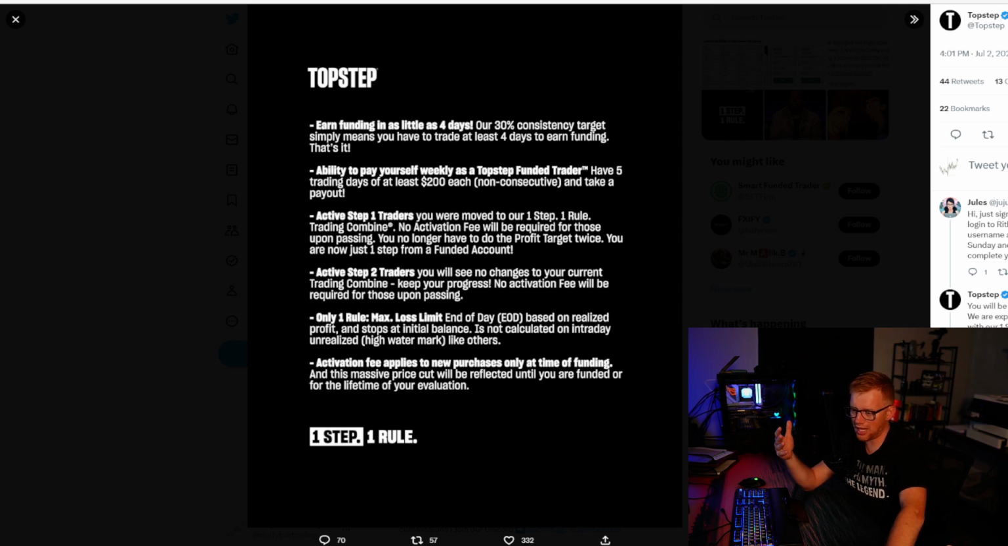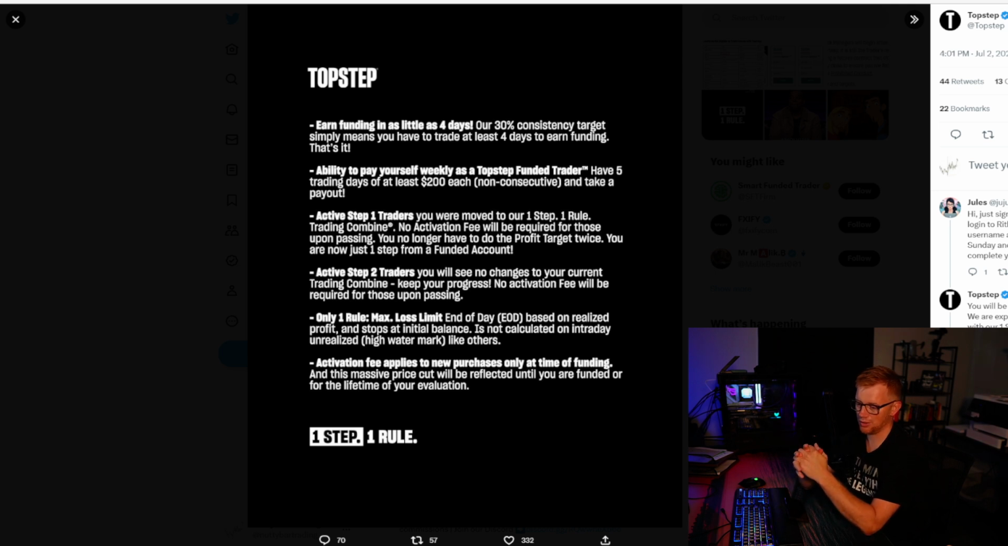Obviously, you can't have any day that is more than $900 in profit. So if you take 9 times 3 or 9 times 4 days, you can understand that's over that $3,000 profit threshold for a 50K account. And that's how they get to earn funding in as little as 4 days. Now, the downside to that is basically you have to be very careful not to make too much money. That's going to be very important.